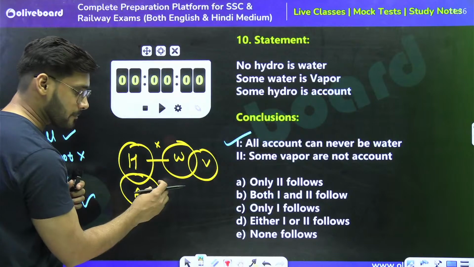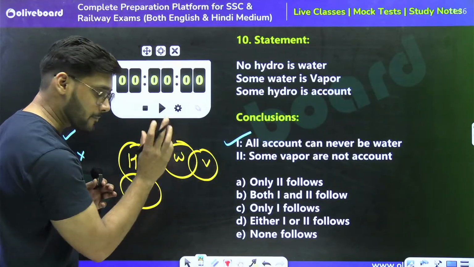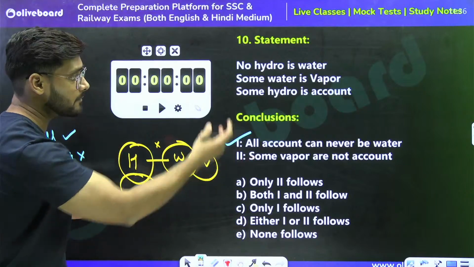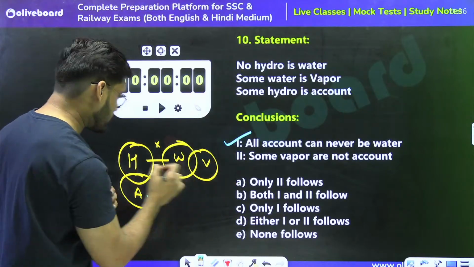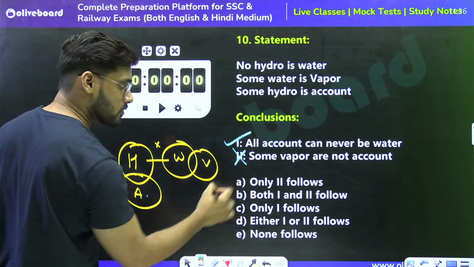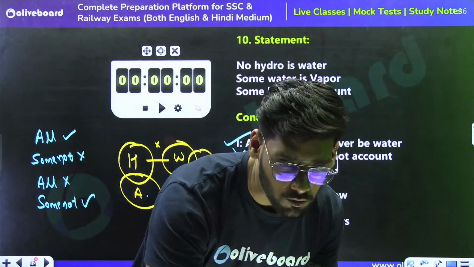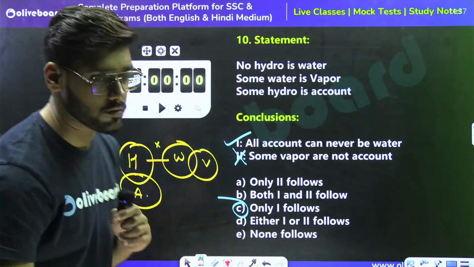Can I put all vapor in account? Yes, sir, we can put all vapor in account. With vapor, all water can come in account. There will be no harm in the statement. So if all is true, then some not will be wrong. The answer is option C, only one follows.